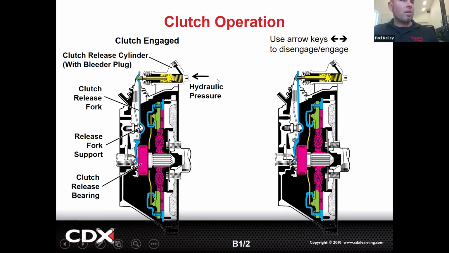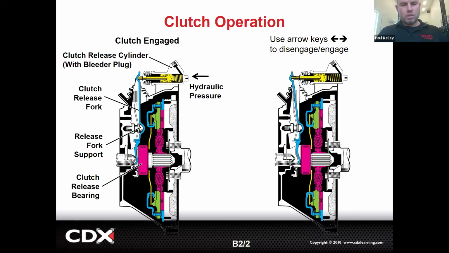If you don't have the correct volume of fluid coming through here, it's not going to move the fork as far as it's supposed to. It's not going to move the fork as far into the springs and the release bearing as you're supposed to. It's going to drag. Okay, so that's kind of the difference. Make sense? So there's the releasing action. You can see it.